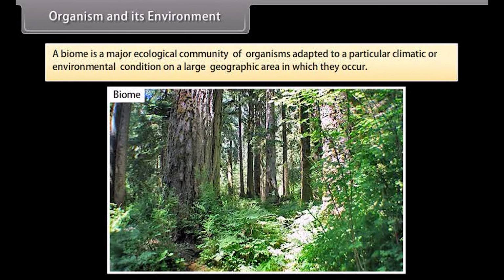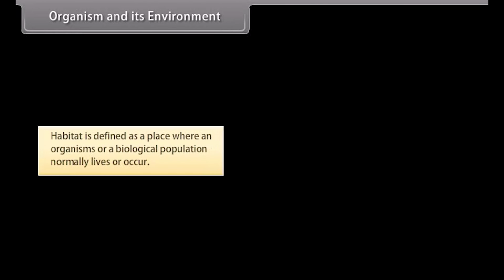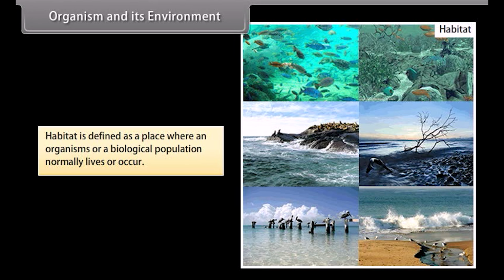A biome is a major ecological community of organisms adapted to a particular climatic and environmental condition on a large geographic area in which they occur. Habitat is defined as a place where an organism or a biological population normally lives or occurs.